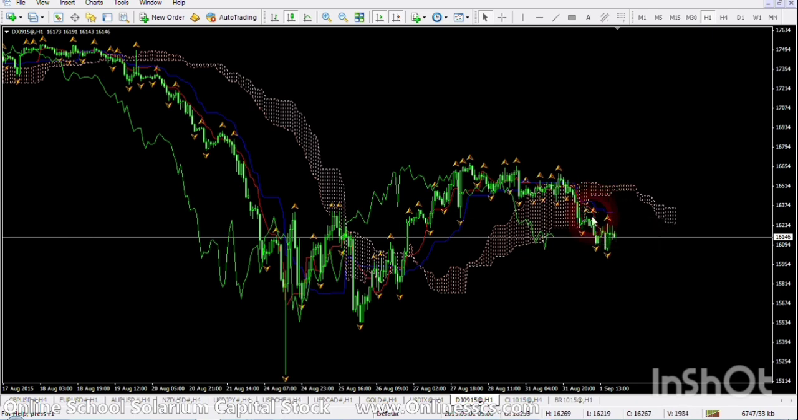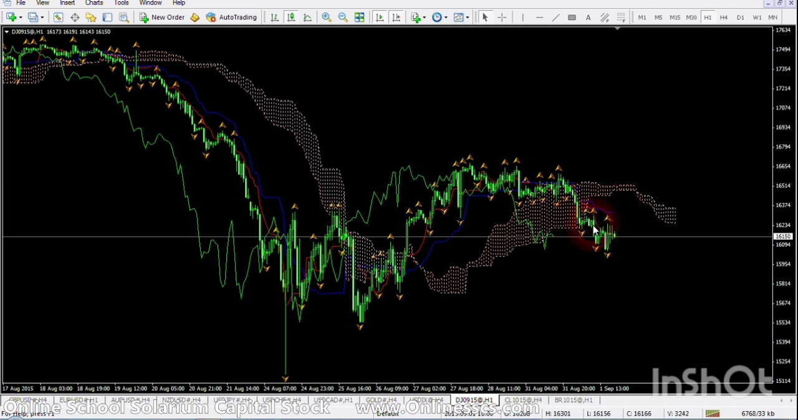When these two lines, Kijun-sen and Tenkan-sen, are under the cloud, and our candles are also under these lines, so the blue line is above the red line and the candles are under these two lines, it's giving us a confirmation that there's going to be a drop in trend, and it's going to be a downtrend.